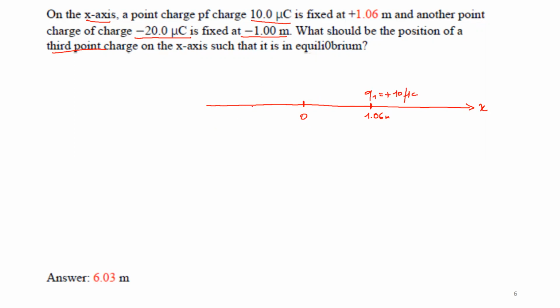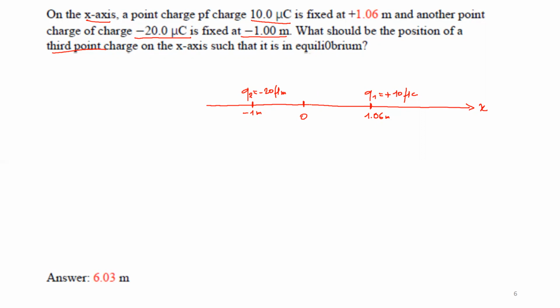And my second charge is located at minus 1. So let's say this is minus 1 meters. And Q2 is minus 20. Okay. So you see these charges have different signs, and also they have different magnitudes.